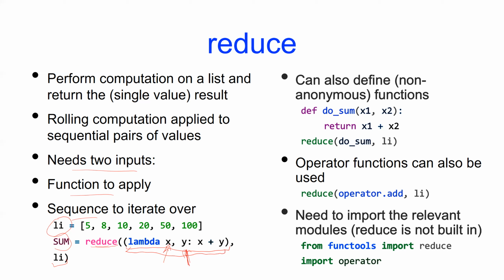You initialize your x with 0. Then each time the y will be the first element in your list. You add them, then you move to the next. But now your x will be your current sum. You add your next element. So you do that. Okay, I got it.